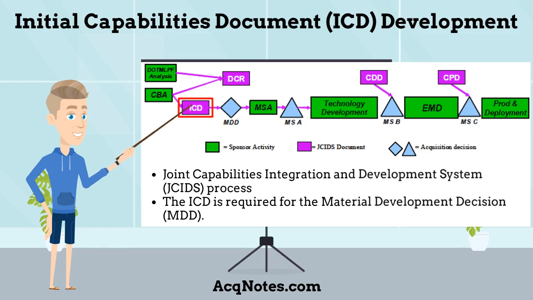How and when is the Initial Capabilities Document developed? The ICD is developed by the Joint Capabilities Integration and Development System process. The primary objective of the process is to ensure the capabilities required by the joint warfighter are identified, along with their associated operational performance criteria, requirements.